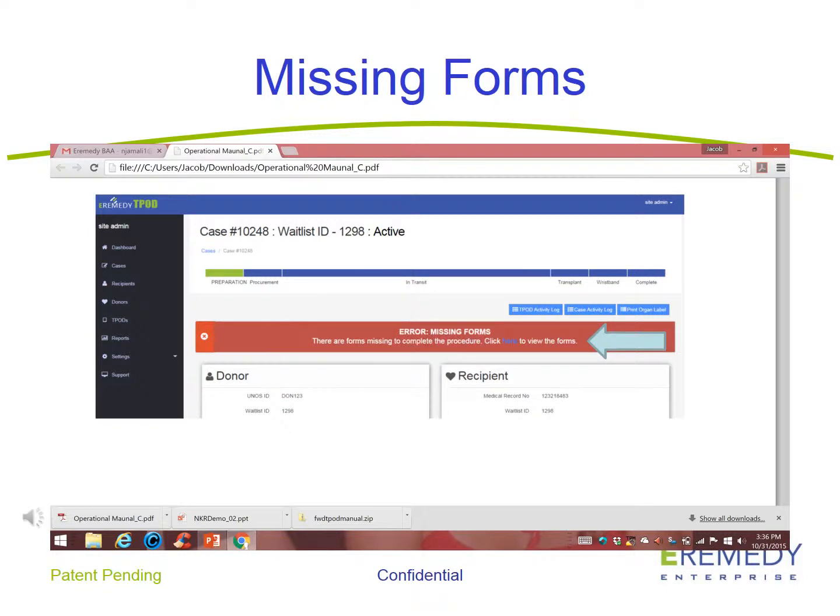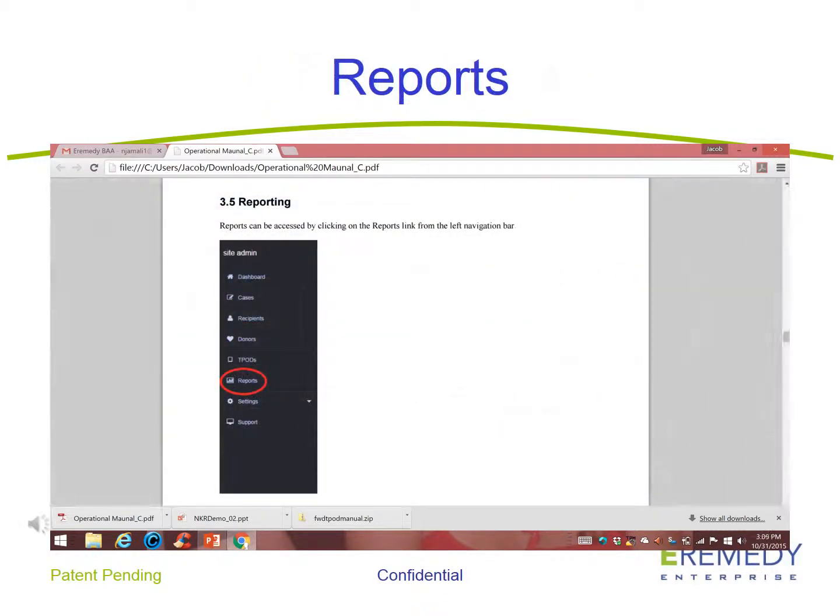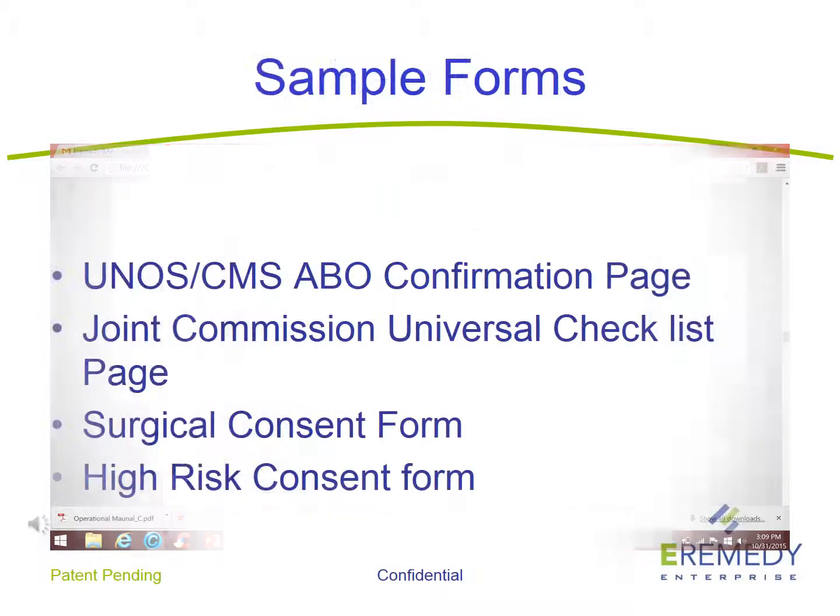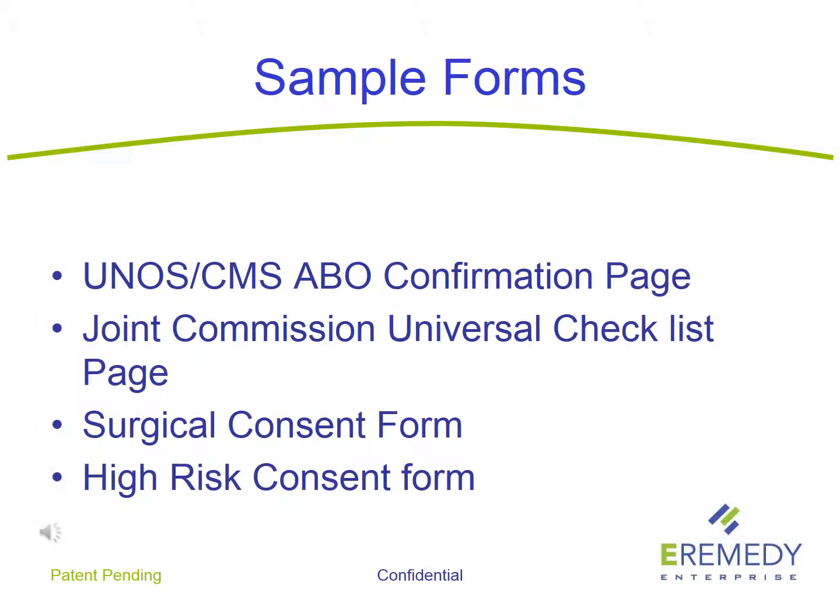Missing forms message we have already reviewed. This message will clear once the form has been uploaded. Reports can be accessed by clicking on the Reports link from the left navigation bar. We can customize the forms based on your needs. Forms such as the UNOS or CMS ABO confirmation page, Joint Commission Universal Checklist, surgical consent forms, high-risk consent forms can all be uploaded and be accessible at a click of a button.